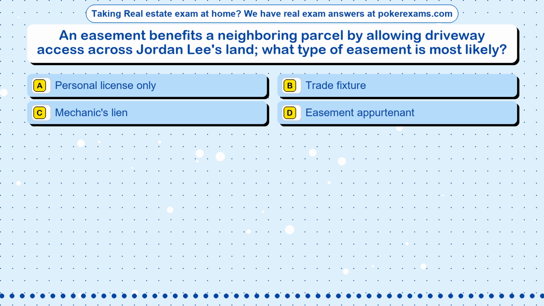Question 52. An easement benefits a neighboring parcel by allowing driveway access across Jordan Lee's land. What type of easement is most likely? Option A. Personal license only. Option B. Trade fixture. Option C. A mechanic's lien. Option D. Easement appurtenant.